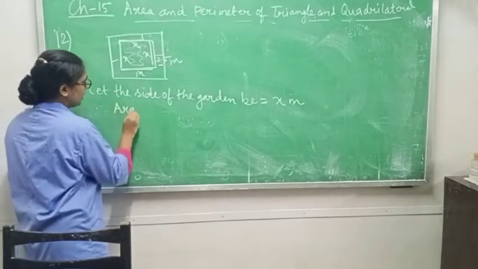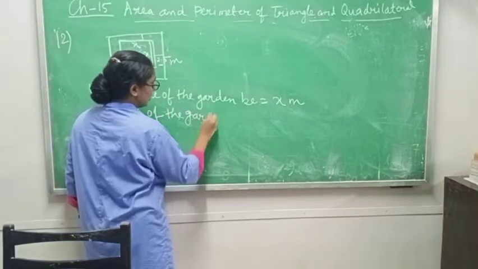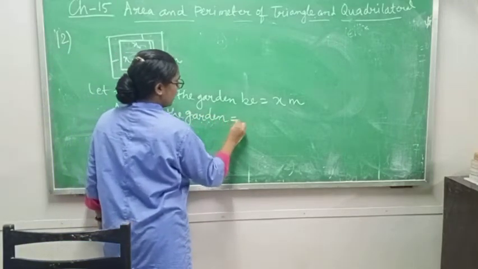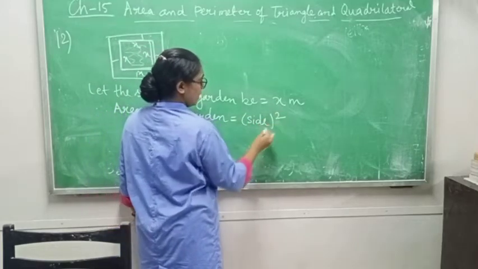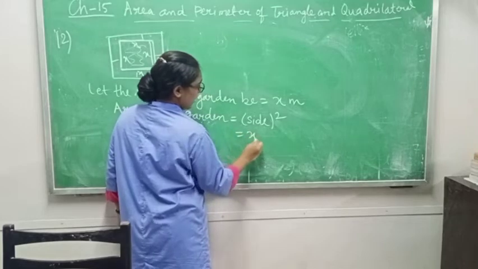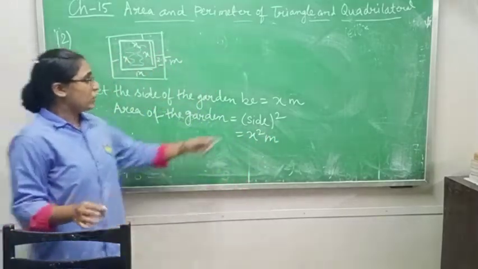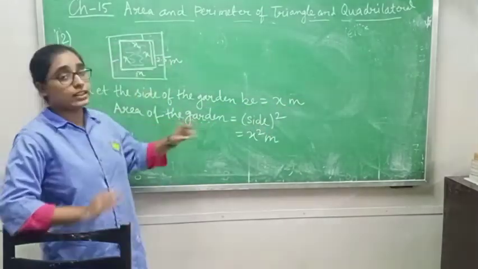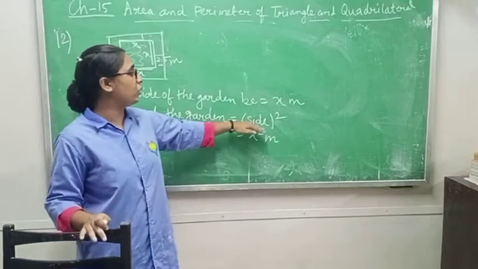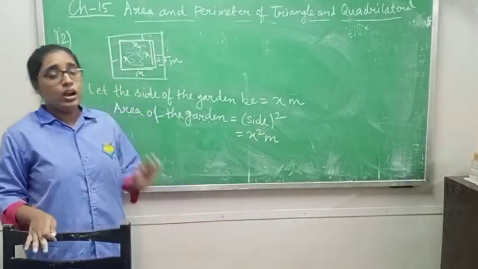Therefore, area of the garden equals, what is the formula for area? Side square, it means x square meter. Understood, class 9? Because I am taking the side as x, and the garden is square in shape, the formula is side square, it means x square meter. Understood up to here?